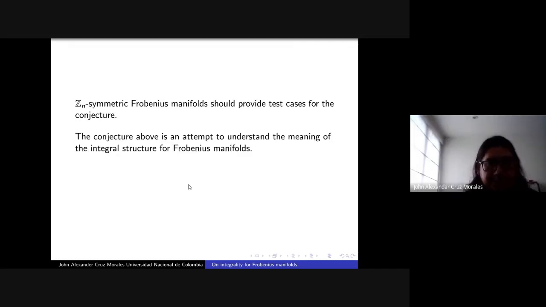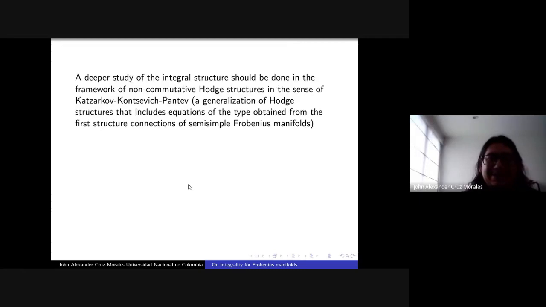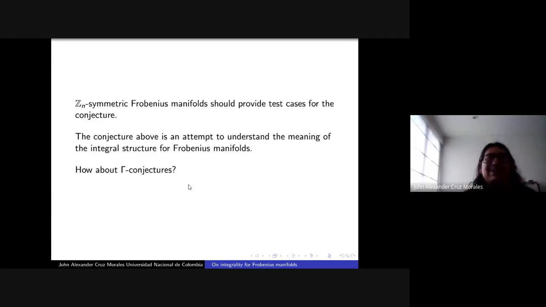So this conjecture, as I said, is my attempt to understand the meaning of integral structure for Frobenius manifolds. But I also mentioned at the beginning that there is some relation with some conjectures which are called gamma conjectures. So let me say something about gamma conjectures. Gamma conjectures are a refinement of the Dubrovin conjecture, and this refinement was proposed by Golyshev, Galkin, and Iritani.